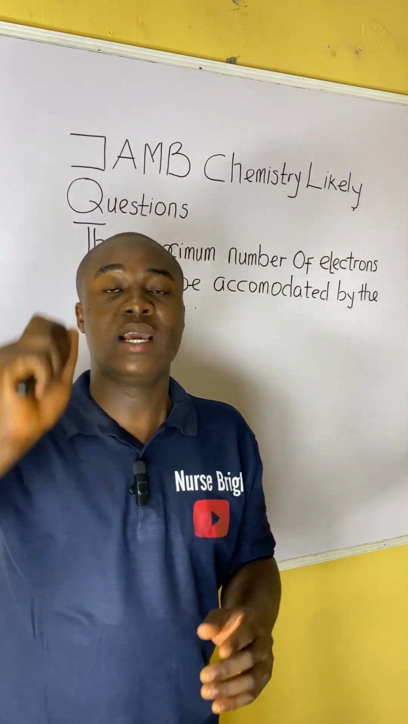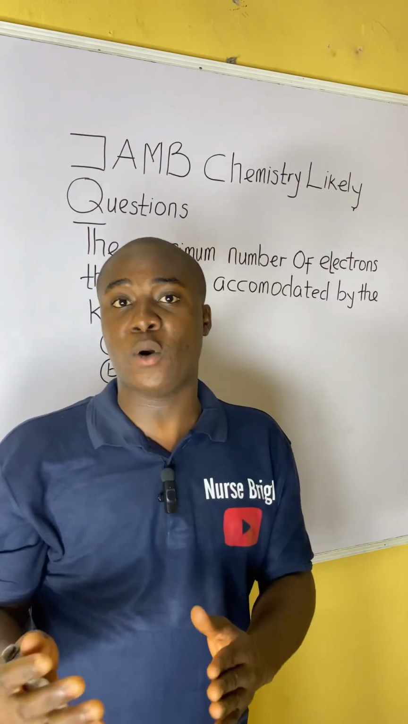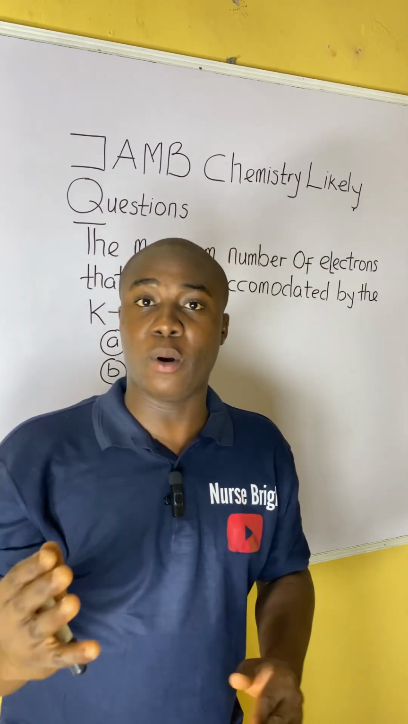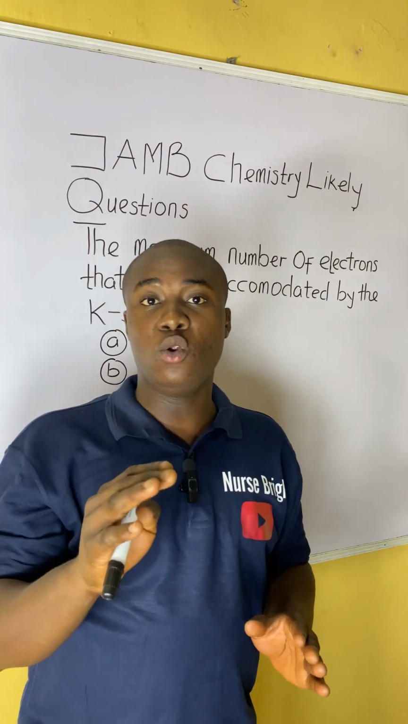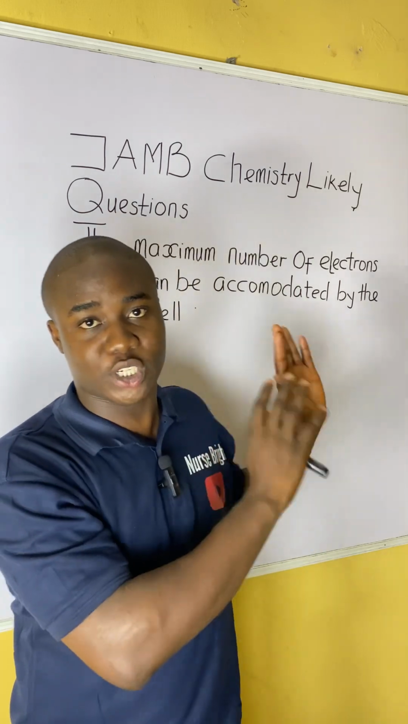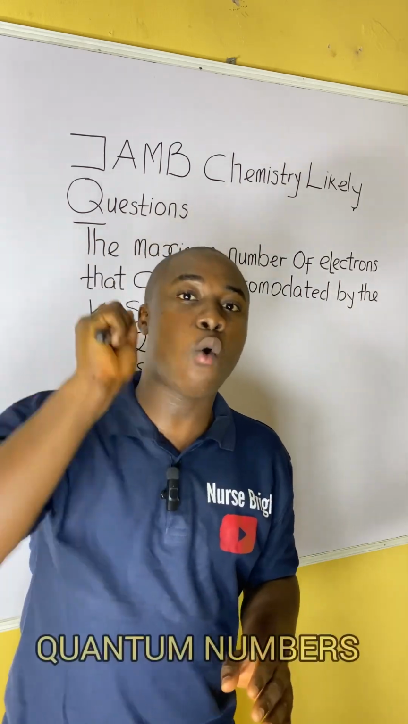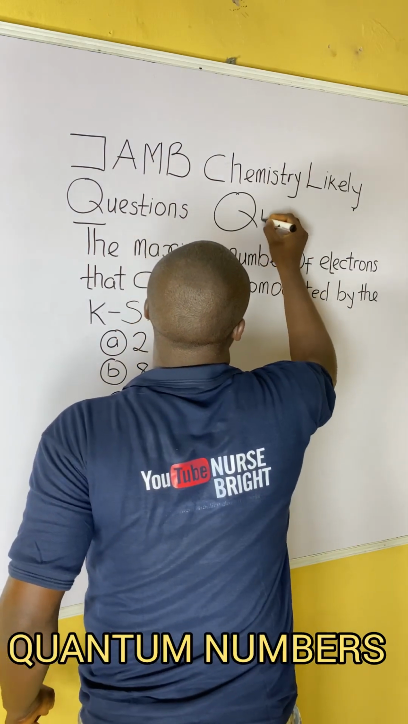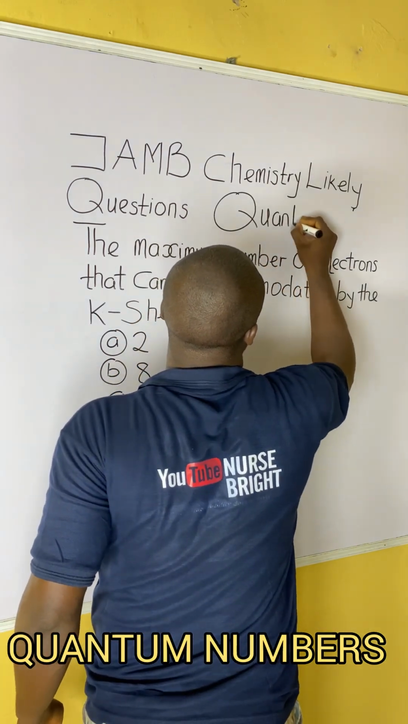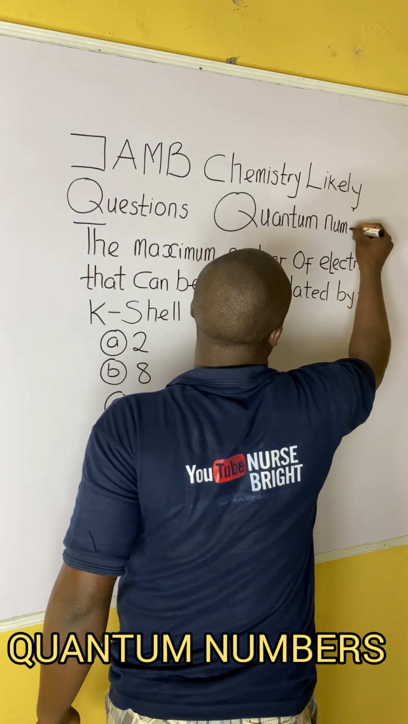Before we go ahead to solve any question in chemistry, it is very important for us to understand properly the topic to which the question is from. And from the look of things, this particular question on the board is on the topic in chemistry called quantum numbers. So this question is from a very important topic in chemistry called quantum numbers.